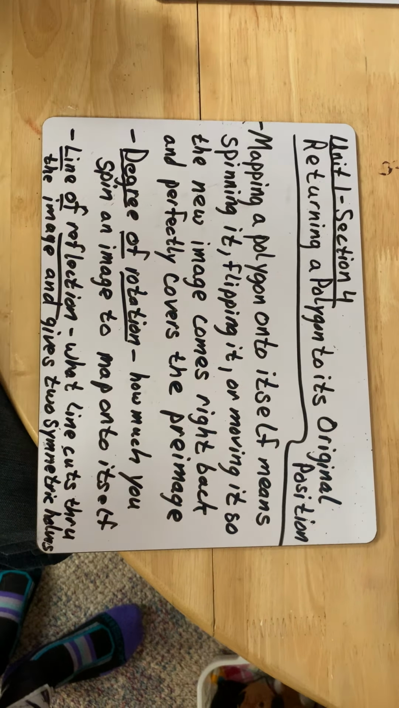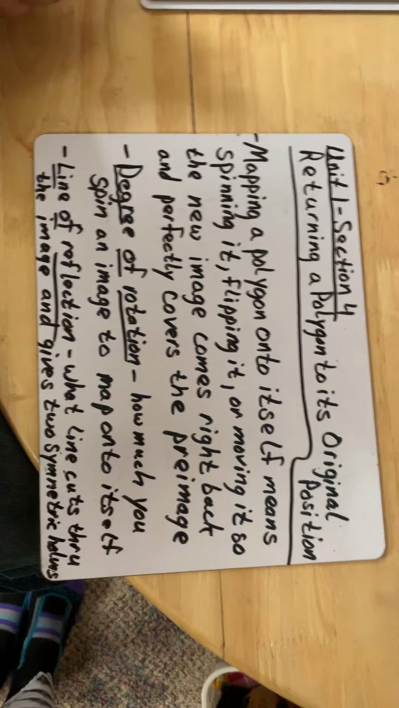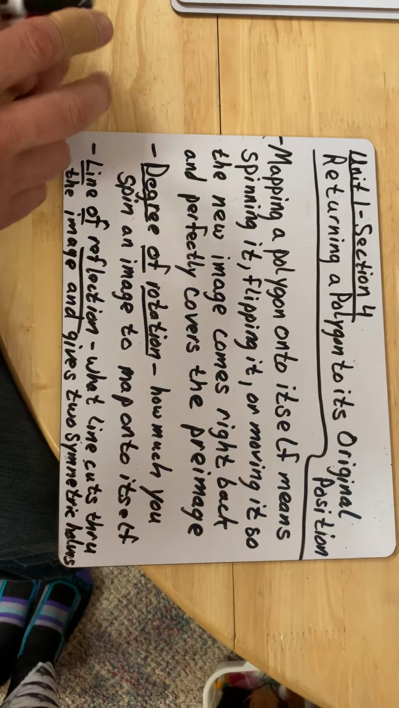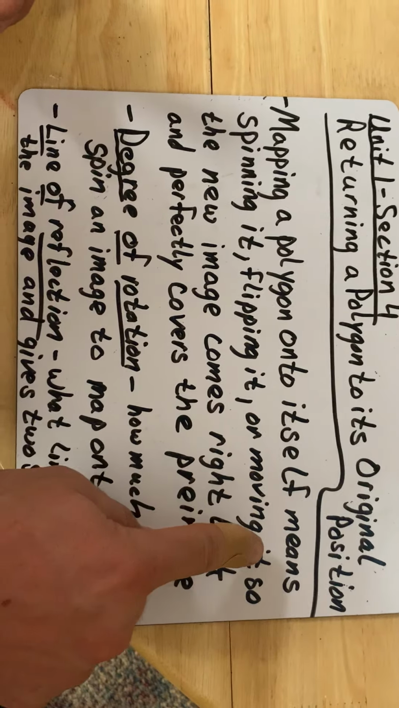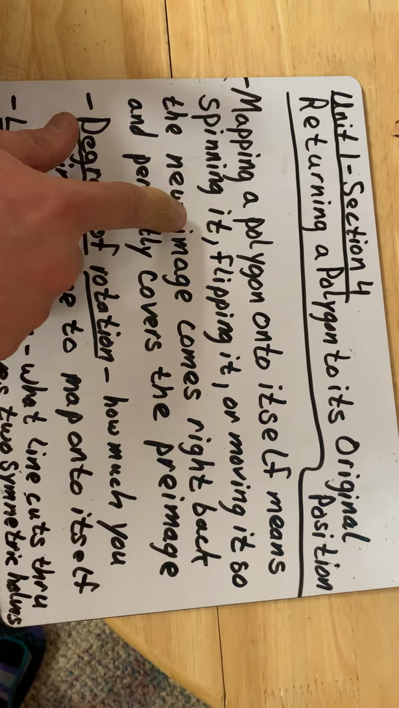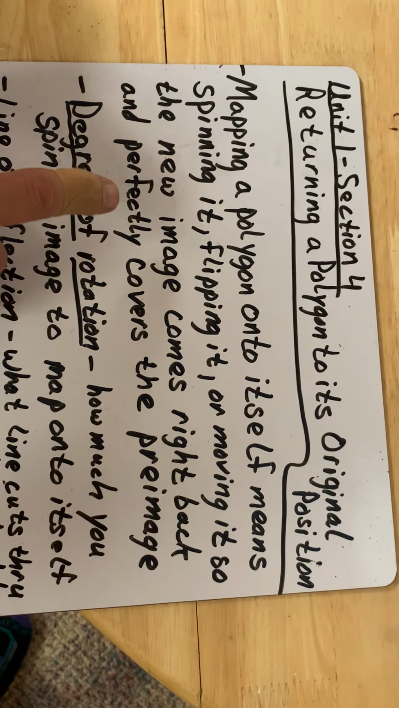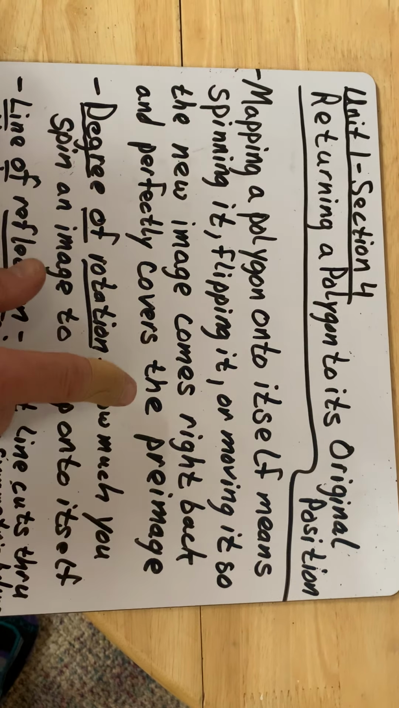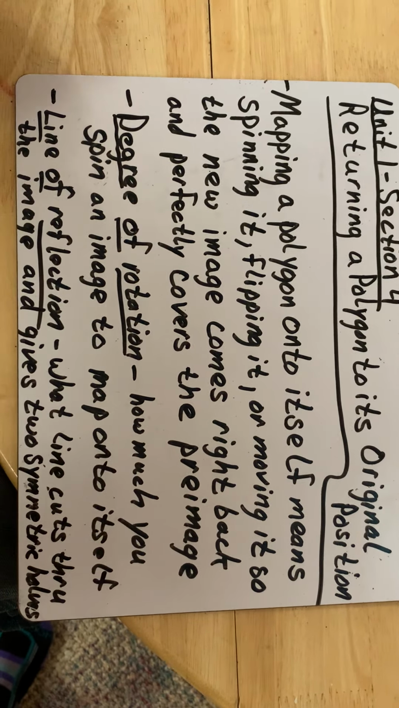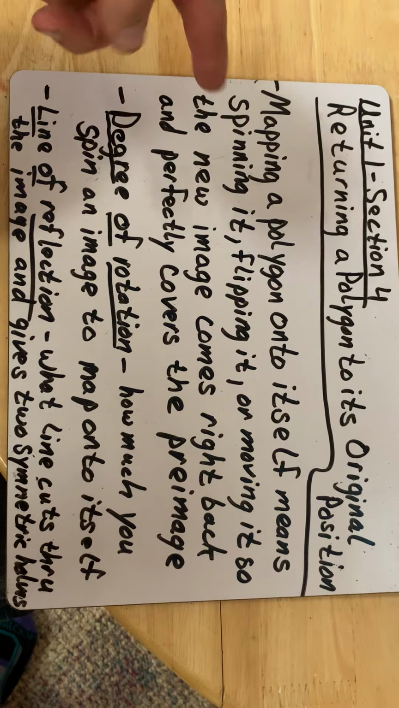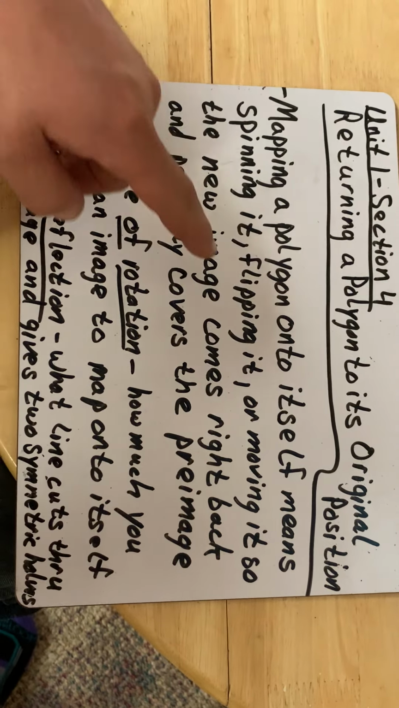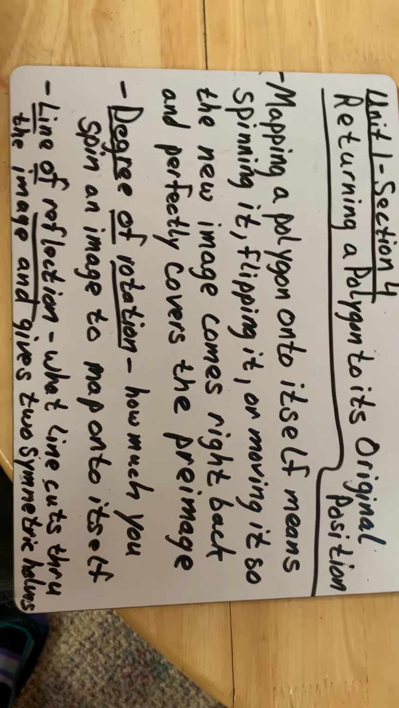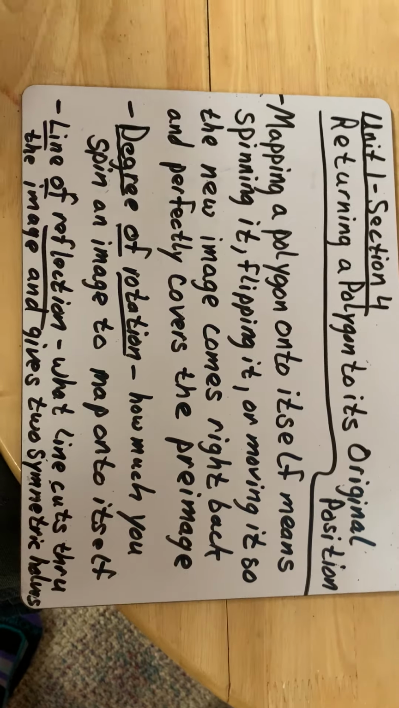So my official first sentence here is kind of a definition of what mapping is. When I talk about mapping a polygon onto itself, what does it mean? Mapping a polygon onto itself means spinning it, flipping it, or moving it, so the new image that you get comes right back and perfectly covers the pre-image. It's kind of like taking something and spinning it, which would be a rotation, flipping it, which is a reflection, or moving it, which is a translation. These are terms from the last section.